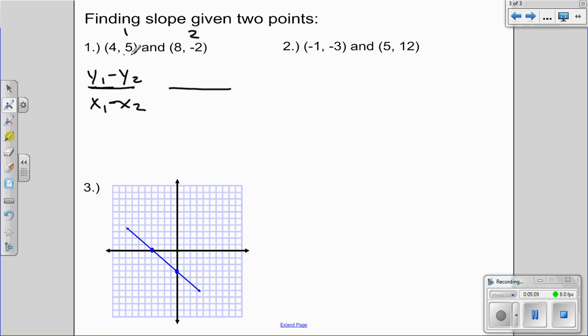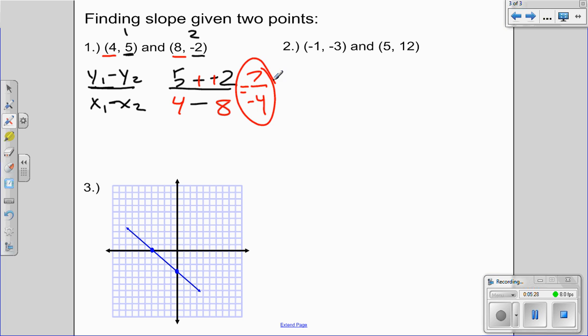So I'm going to take the y values, 5 and negative 2, subtract them. So it's 5 minus negative 2, and then the x values go on the bottom. So 4 minus 8. Now notice, here becomes a double negative, so here we have 7 over negative 4. So that's my slope. I go up 7 and then to the left 4.